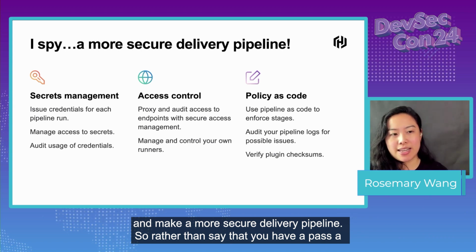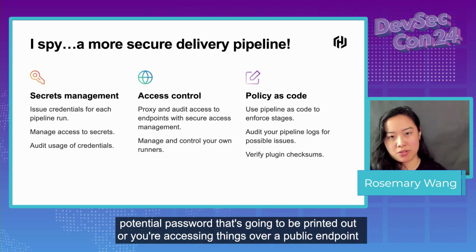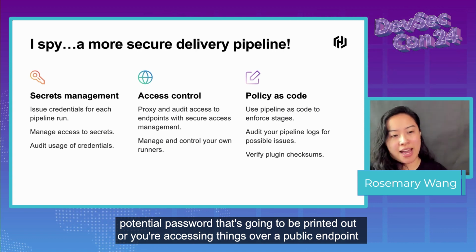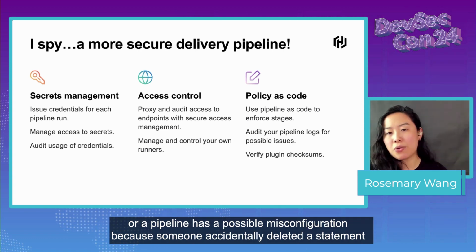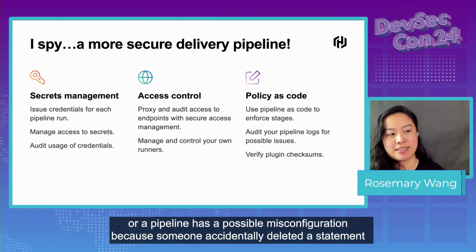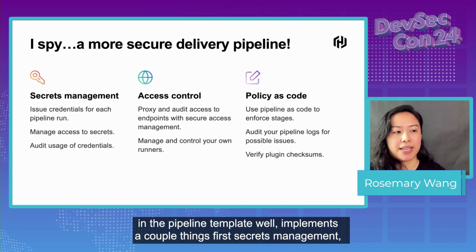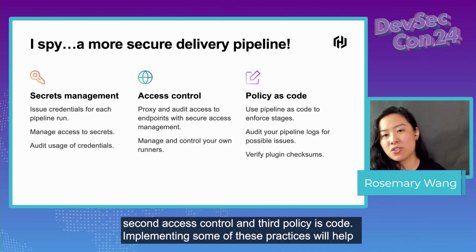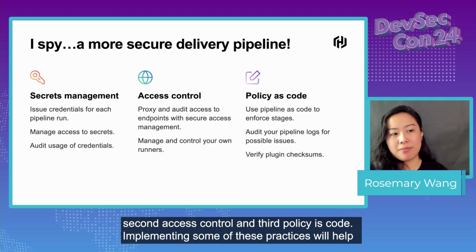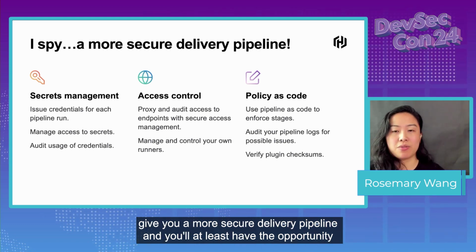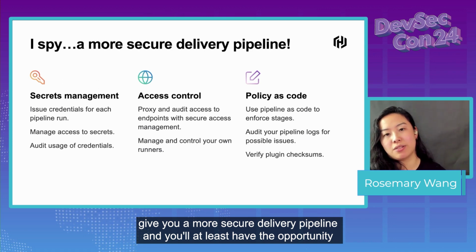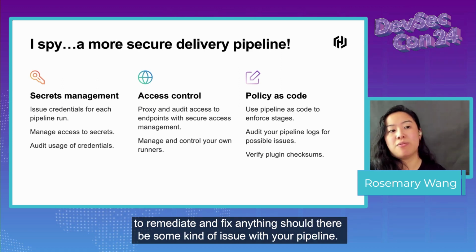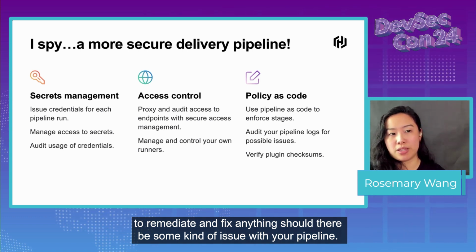So rather than say that you have a potential password that's going to be printed out, or you're accessing things over a public endpoint, or your pipeline has a possible misconfiguration because someone accidentally deleted a statement in the pipeline template, implement a couple things. First, secrets management, second, access control, and third, policy as code. Implementing some of these practices will help give you a more secure delivery pipeline, and you'll at least have the opportunity to remediate and fix anything should there be some kind of issue with your pipeline.